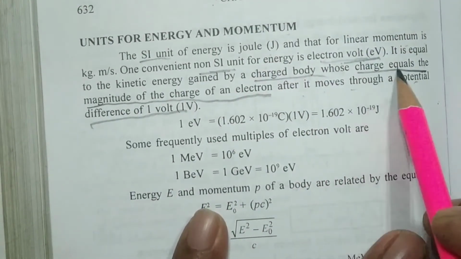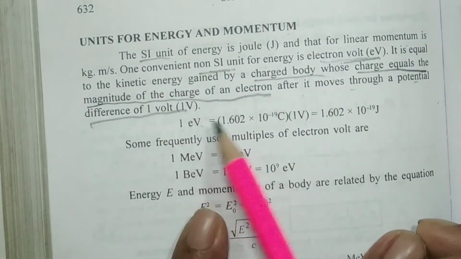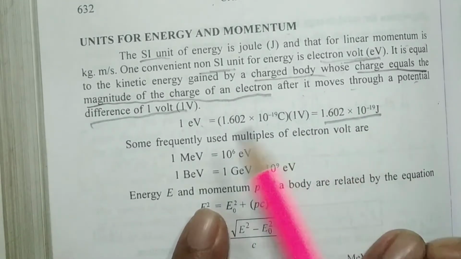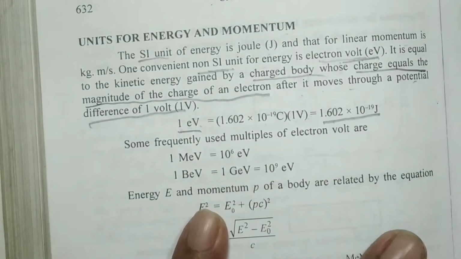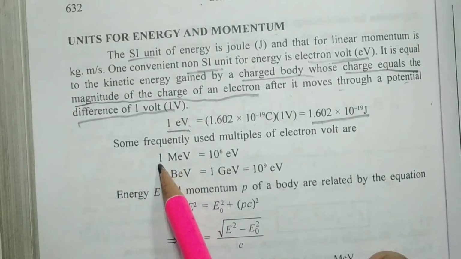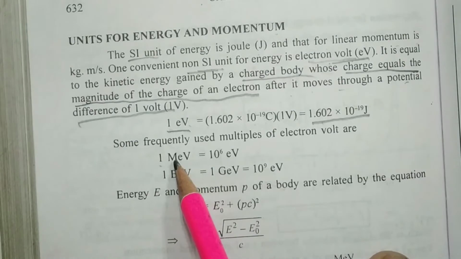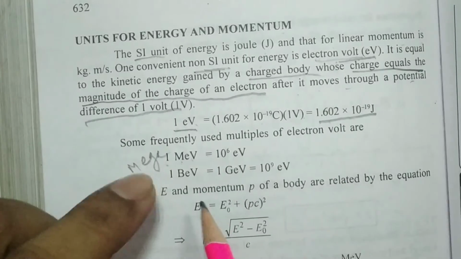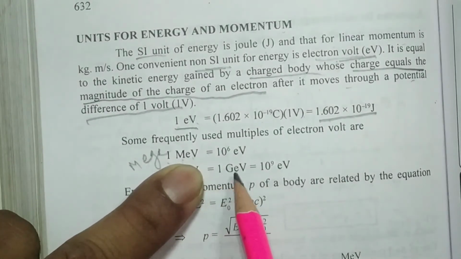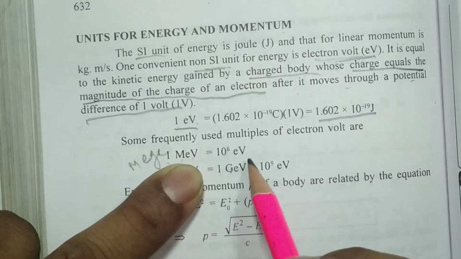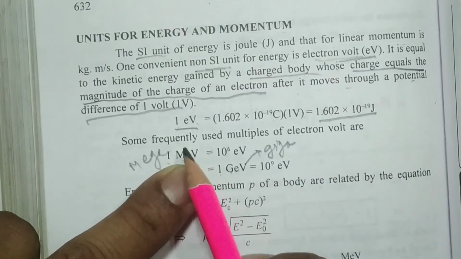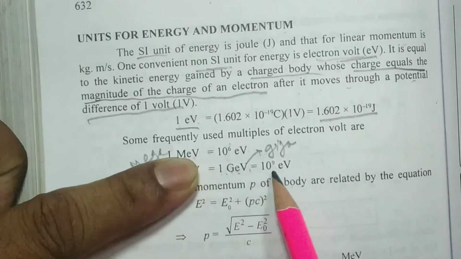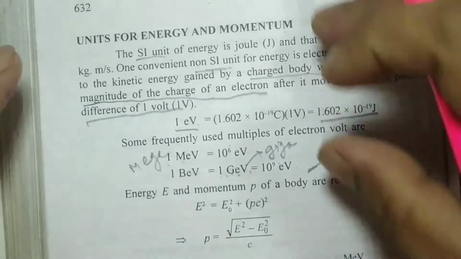So, the same thing you have to write: 1 electron volt is nothing but 1.6 times 10 to the minus 19 coulomb into 1 volt, which equals this much joule. That means 1 electron volt is 1.6 times 10 to the minus 19 joule. Here 1 MeV means mega electron volt, and 1 GeV means giga electron volt. So 1 mega electron volt is 10 to the 6 electron volt, and 1 giga electron volt is 10 to the 9 electron volt. This much you have to write down.